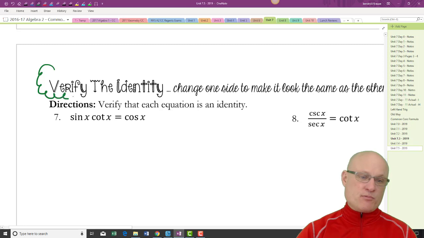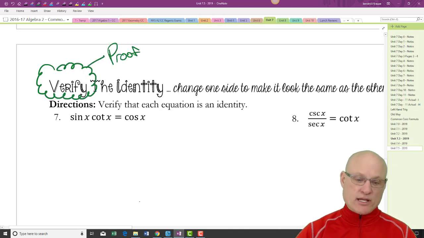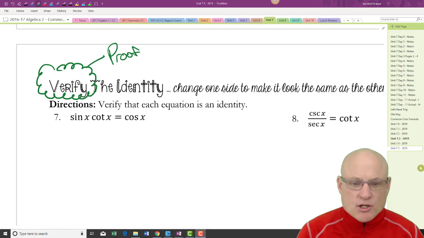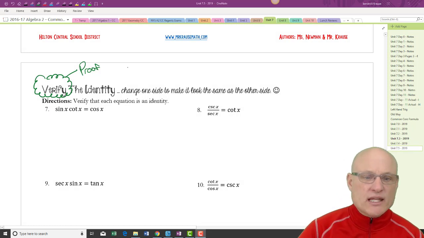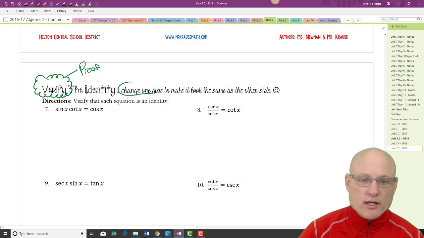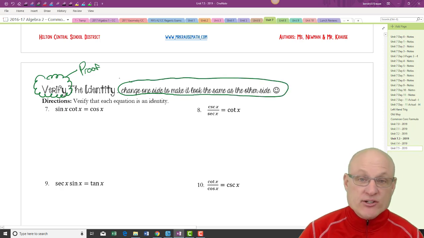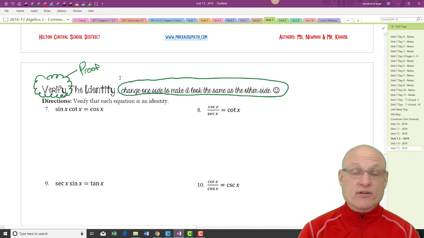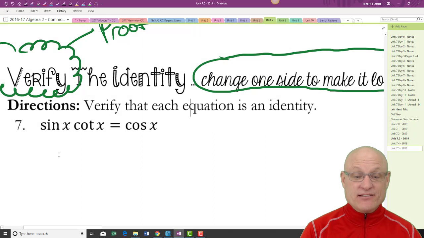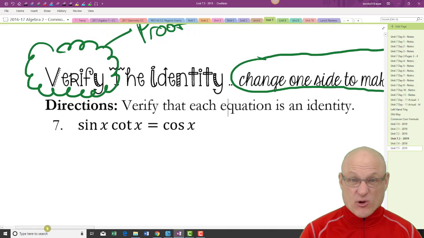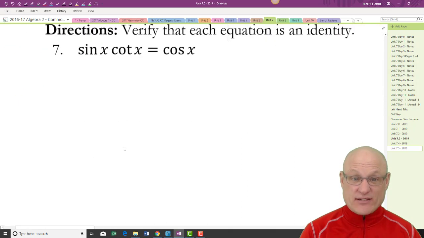Remember I was foreshadowing proofs? Hold on. Let me come back. All righty. We're going to be doing some proofs. And the one thing I want you to remember is that you are only allowed to change one side to make it look like the other side. You need to pick the more complicated one. So find the more complicated side and change it. This is not difficult. This is like proofs for 4th graders. As long as you have memorized the things, you should be in pretty good shape.